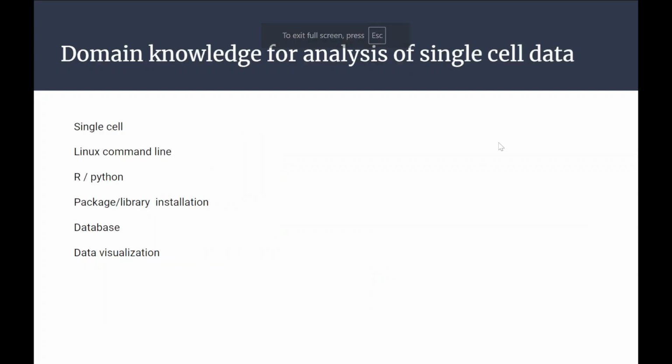And the last part is what domain knowledge we should have to analyze any single cell data. The first concept is that we should know single cell: what exactly single cell means, what the experimental approach is, what the techniques and methods are, what a barcode and UMI are, what demultiplexing is, and what coverage is. You should know these things before jumping into any other domains.